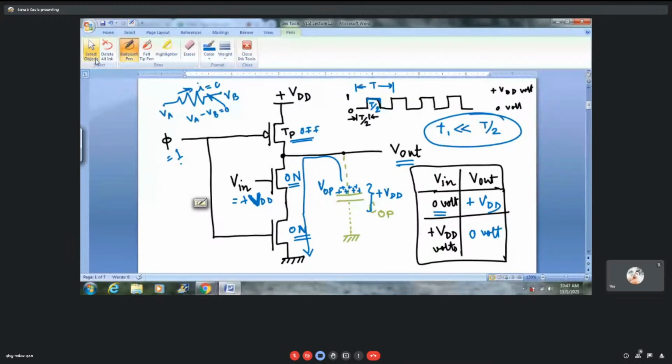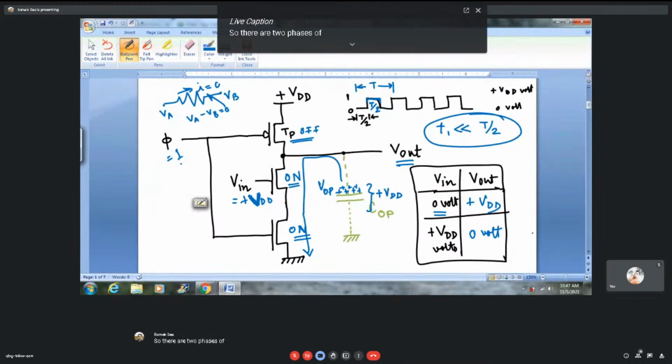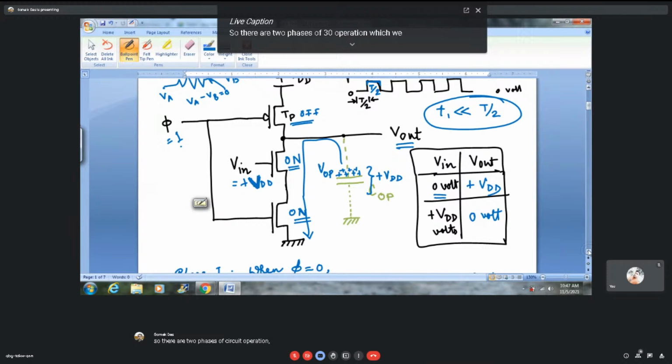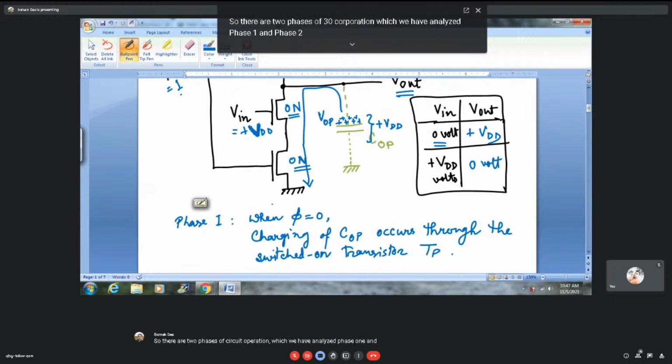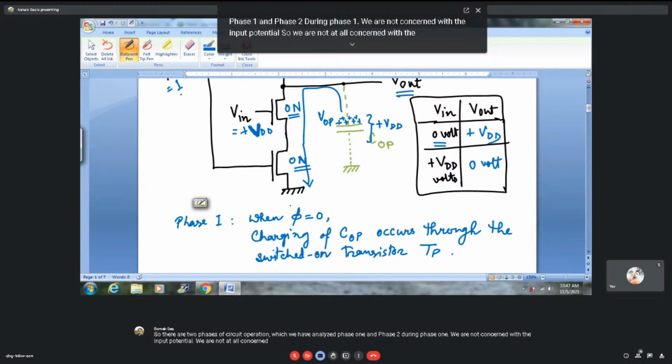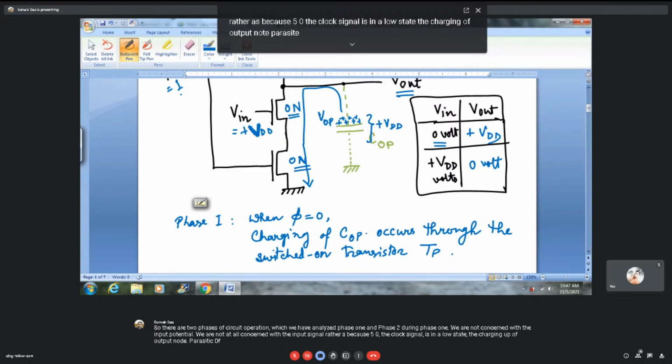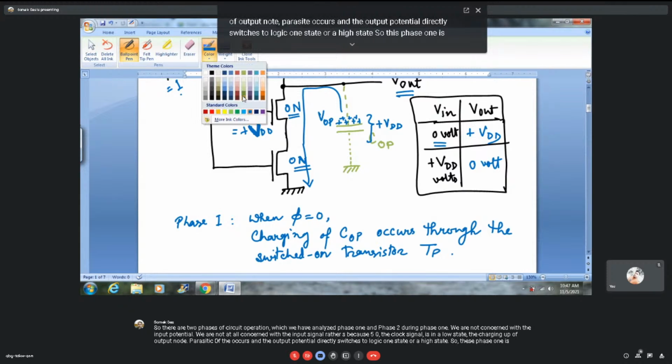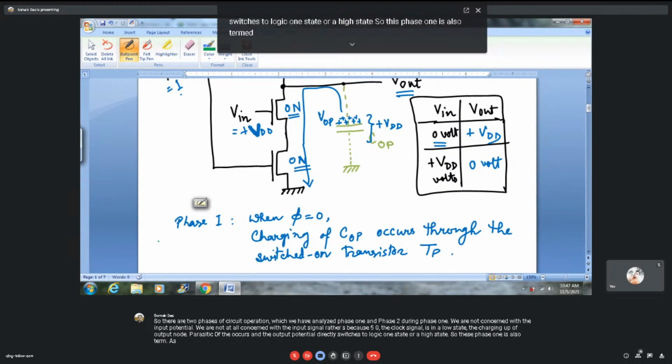So there are two phases of circuit operation which we have analyzed, phase 1 and phase 2. During phase 1, we are not concerned with the input potential. So we are not at all concerned with the input signal. Rather, because phi is 0, the clock signal is in a low state, the charging up of the output node parasitic capacitor occurs and the output potential directly switches to logic 1 state or a high state. So this phase 1 is also termed as the pre-charge phase.